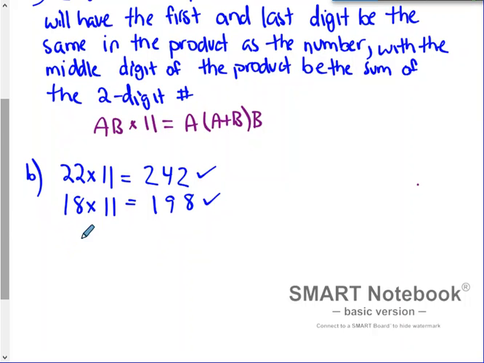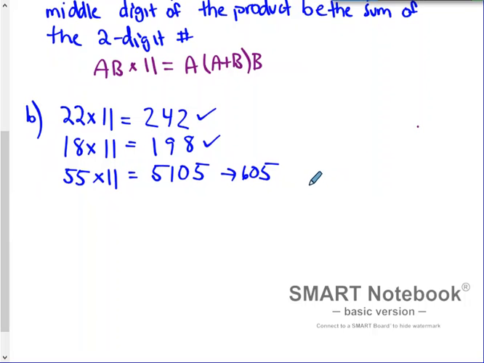So let's try it. So let's pick like 5 and 5, 55. Let's do 55 times 11. So that'll give us 10. So 5 plus 5 is 10. So when I take a look here, 55 times 11 should be 605. So I see that my rule did not work.